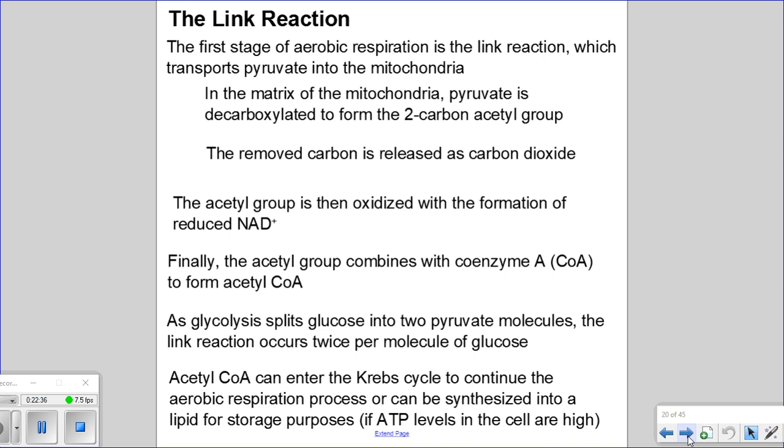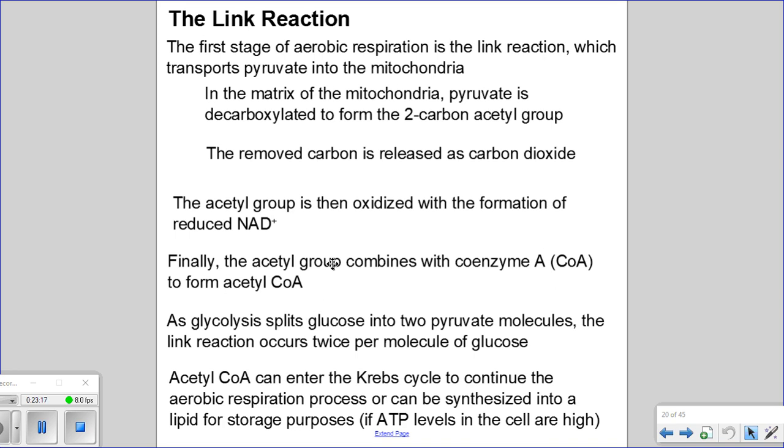The generation of pyruvate ends that process of glycolysis. The next step of cell respiration is the link reaction. This is the first stage of aerobic respiration, and it transports pyruvate into the mitochondria. So in the matrix of the mitochondria, pyruvate is decarboxylated to form the 2-carbon acetyl group. The removed carbon is released as carbon dioxide. The acetyl group is then oxidized with the formation of reduced NAD+. Finally, the acetyl group combines with coenzyme A, abbreviated as CoA, to form acetyl-CoA.